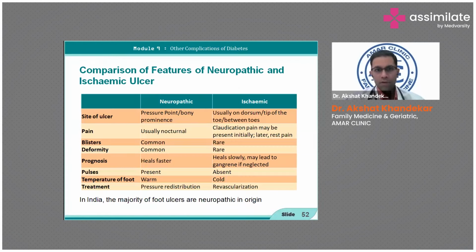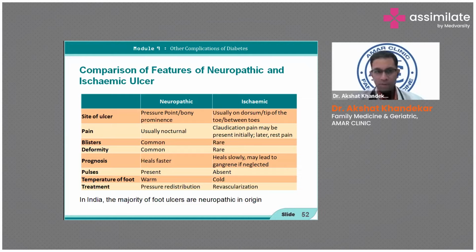So these are the differentiating factors if you see the neuropathic and ischemic foot. Neuropathic has pressure points on bony prominences, usually the dorsum and tip of the foot. Pain is usually nocturnal. Here they have it present initially, but later on maybe rest pain. Blisters are common here, rare there. Deformity is common. In prognosis, it heals faster because of the blood supply. Here there is no blood supply, so it heals later, or you may have to amputate.